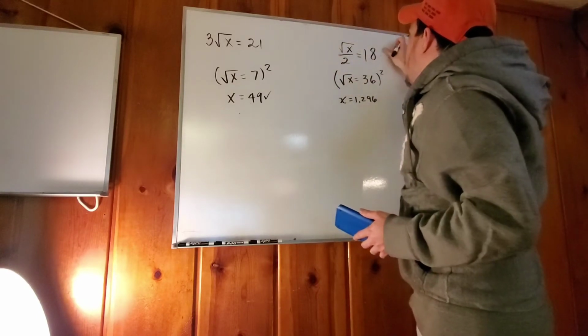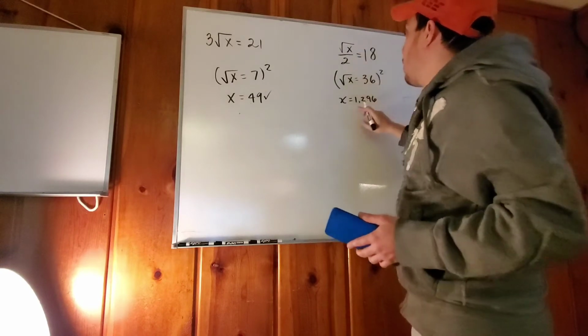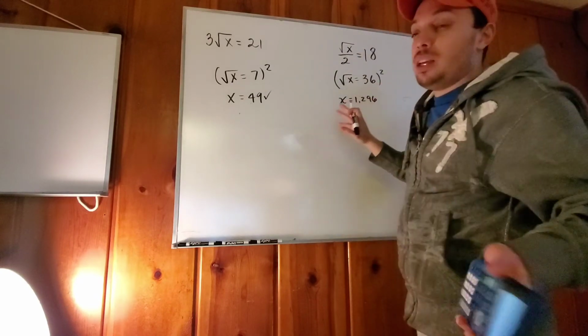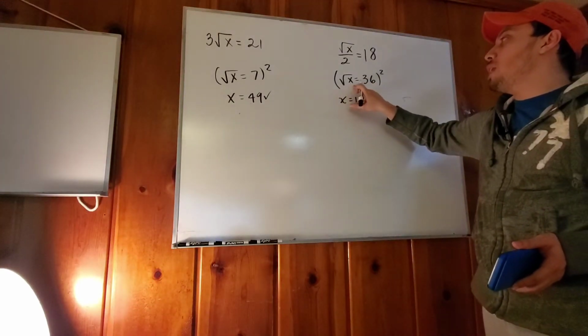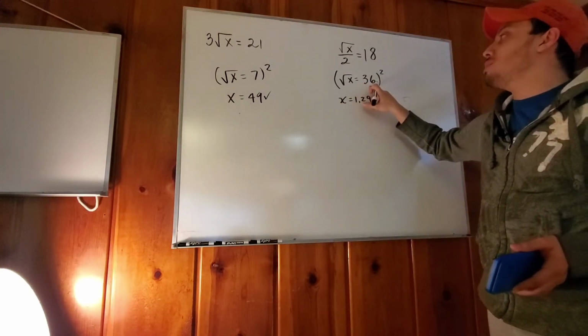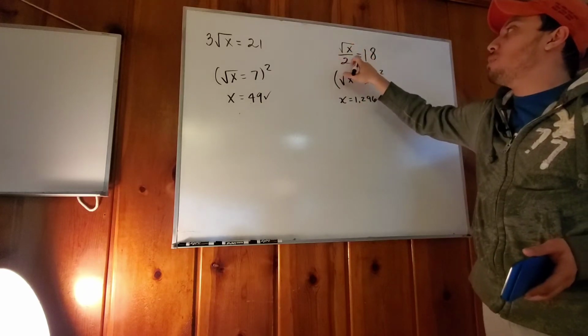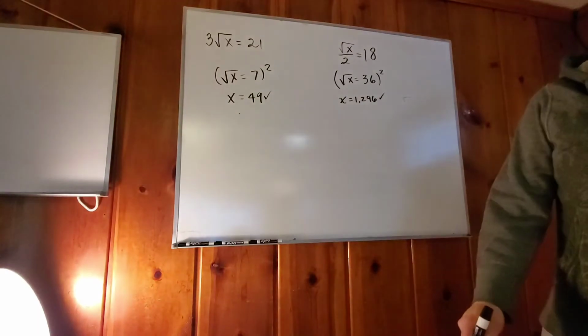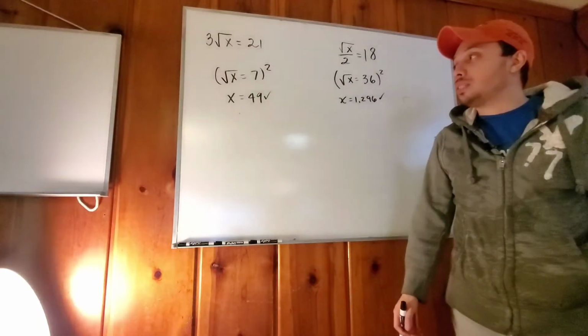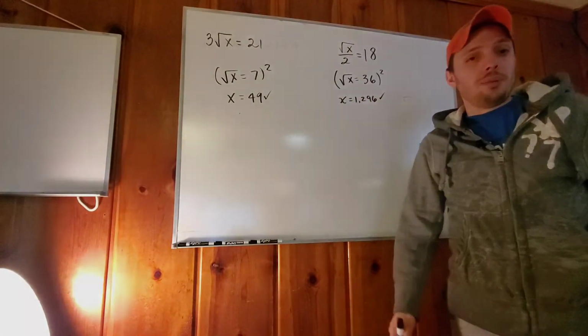What is the square root of 1,296? I don't even need my calculator because we already found out. The square root of 1,296 is going to be 36. So what is 36 divided by 2? It's 18. Oh, I got it right. And that's how you do the first 2 examples of lesson 106. So let's move on to example 3.